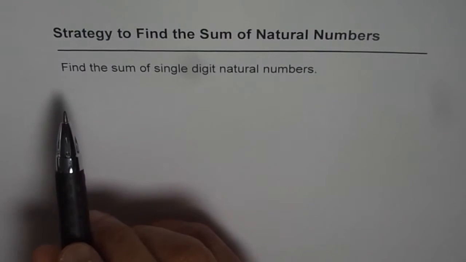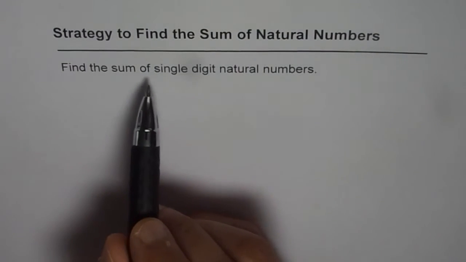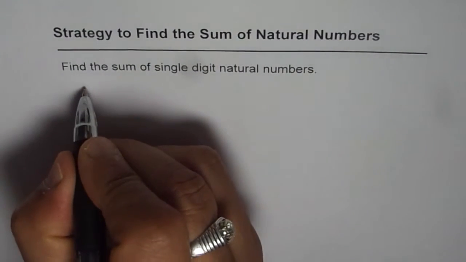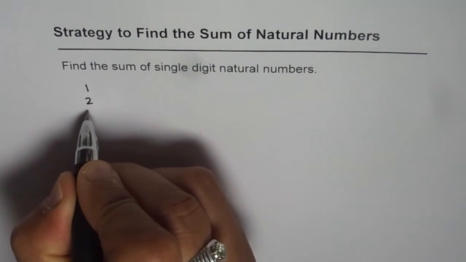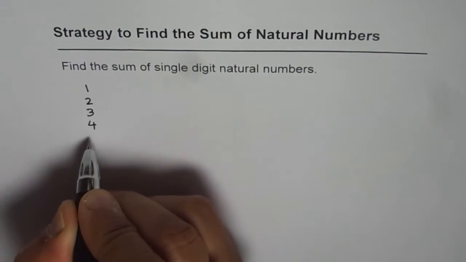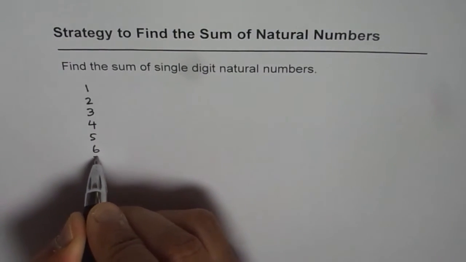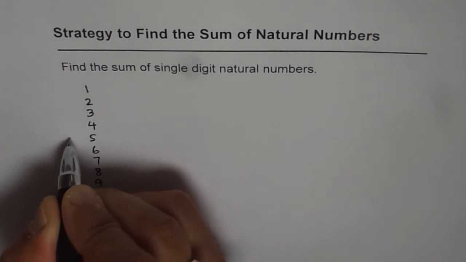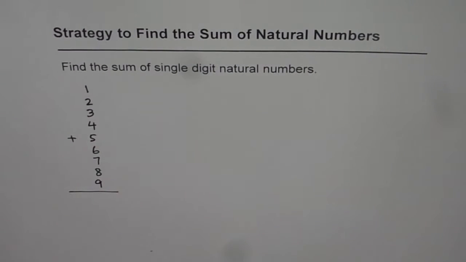So what we need to do here is find the sum of single digit natural numbers. That means we have to add these numbers. 1, 2, 3, 4, 5, 6, 7, 8 and 9. So we have to add them all and write down our result. Okay. Looks tedious but not difficult, correct? So we can add them all and get our answer. That's one way of doing it.